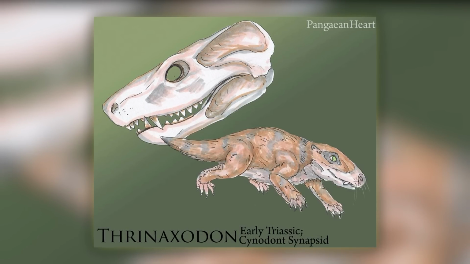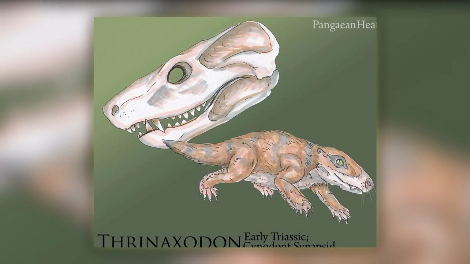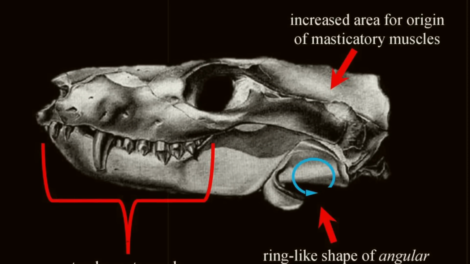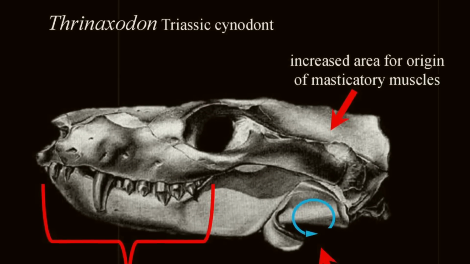Their unique secondary palate successfully separated the nasal passages from the rest of the mouth, allowing the Thrinaxodon to continue mastication without interrupting to breathe, an adaptation important for digestion.